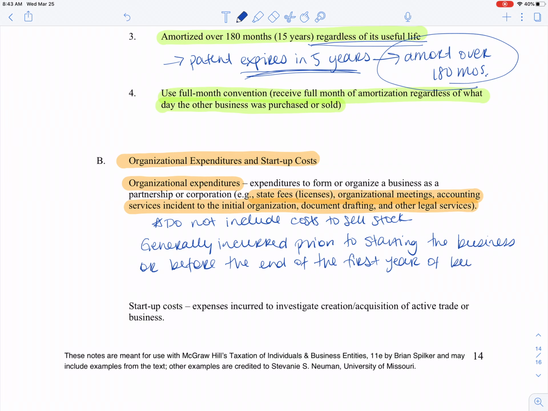All right, so we'll see an example of what these are, but think about things like getting your business approved to operate in the state of California, or organizational meetings. Accounting is a good one. Legal is another really common one you see here. Those are deemed to be organizational expenditures. And then the common trick is the cost to sell stock. So if your business is going public and you're going to sell stock, or you're organizing as a corporation and you're going to have an IPO, those costs that are associated with the sale of stock do not get included in organizational expenditures.